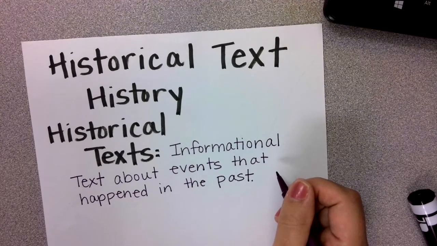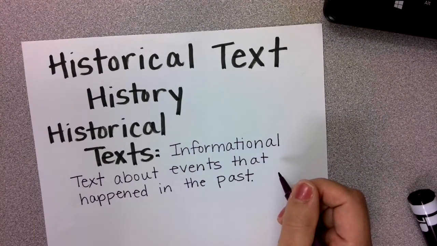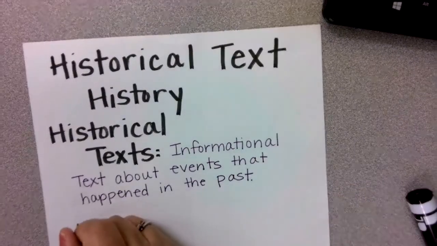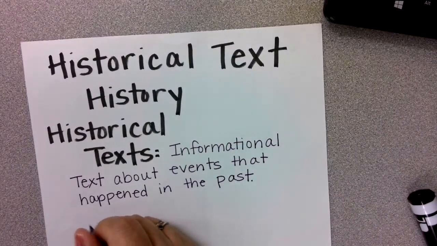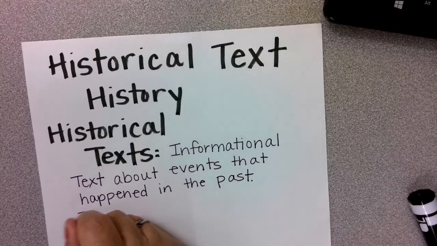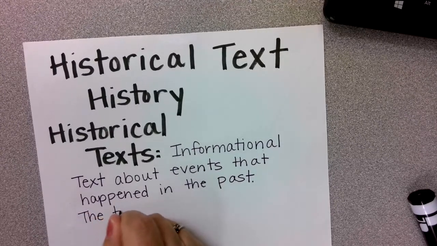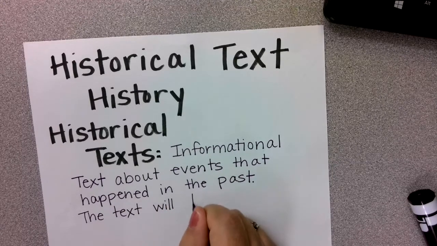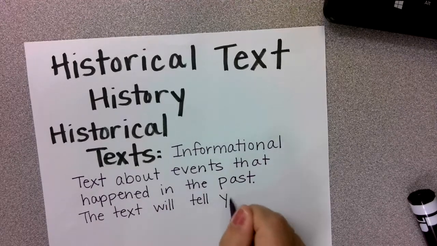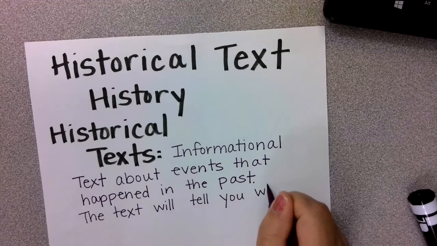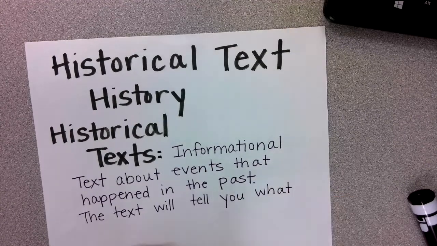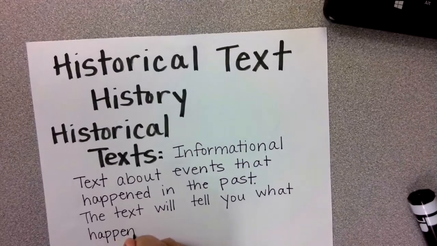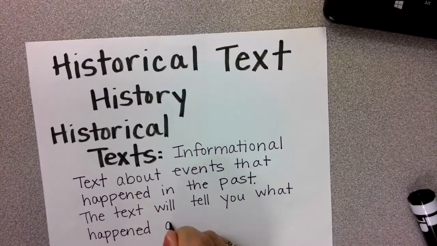Readers and writers explain the events by describing what happened and why it happened. So a lot of times in these texts, you can see the text will tell you what happened and why it happened.